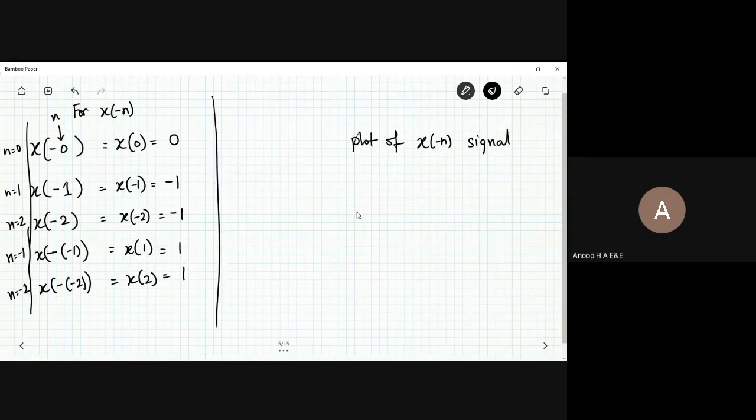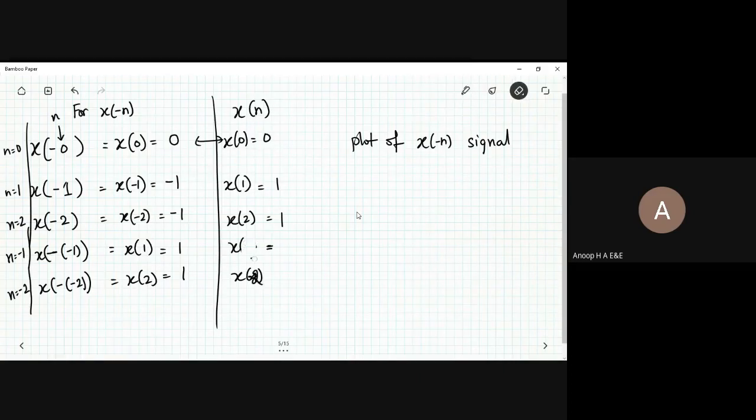So next, what you need to do? You need to compare. What is the x of n value for x of 0? That is x of 0 is equal to 0. Yeah, it is matched. Okay, now x of 1, x of 2, x of 3, x of 4. What is the value? x of 1, what do I need to get? 1. So here x of 2, what will you get? That is 1. x of minus 1, sorry, x of minus 2, what are you going to get? Let me erase it. Yeah, x of minus 1, x of minus 2, what do I get? That is minus 1, minus 2.